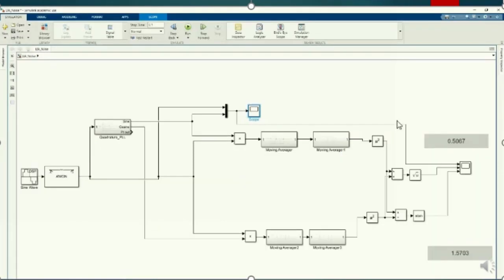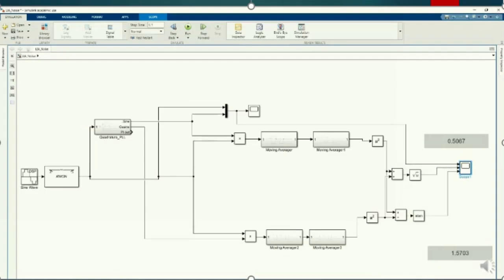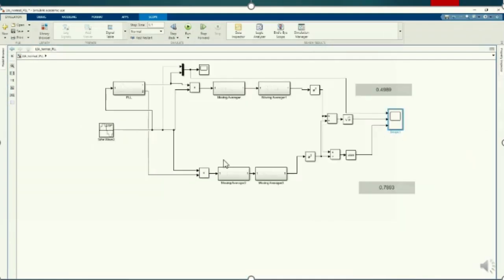Next, I wanted to show the results of the output of the lock-in amplifier. The amplitude is also stabilizing at 0.5 volt, and the phase is also stabilizing at pi by 2 radians properly. It works for noisy signals properly.